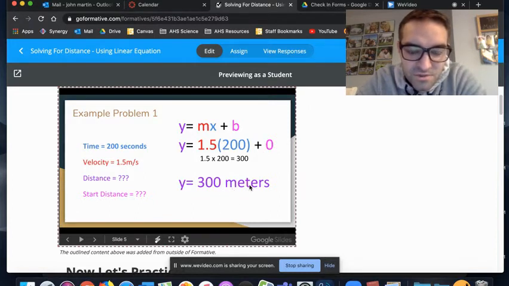Don't forget to include the units. And just for the record, your velocity is going to give you the units for your distance. So this might not always be meters per second. This could be miles per hour. It could be kilometers per hour, something like that. So you want to make sure you use the same unit of distance that is included in your velocity.